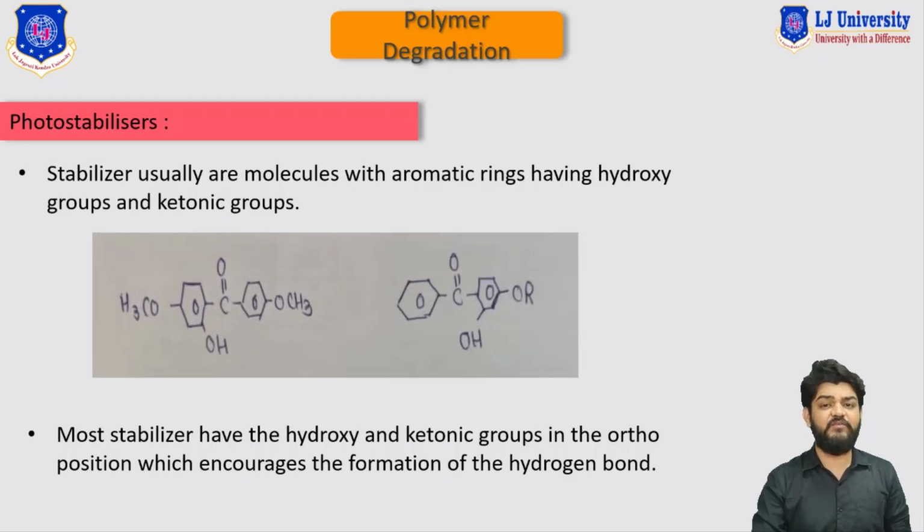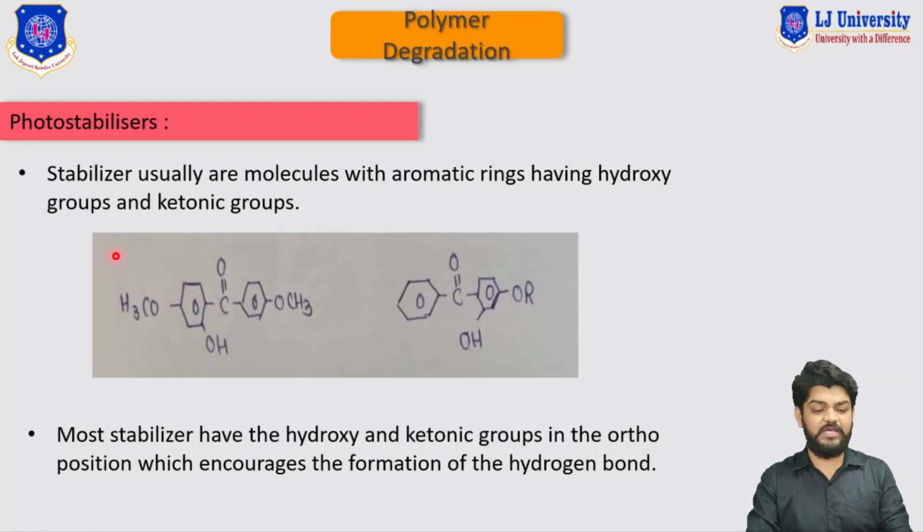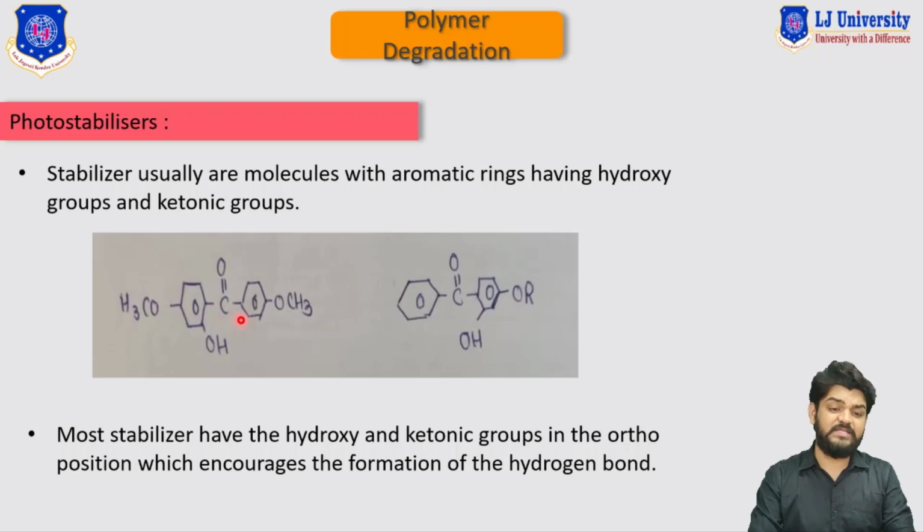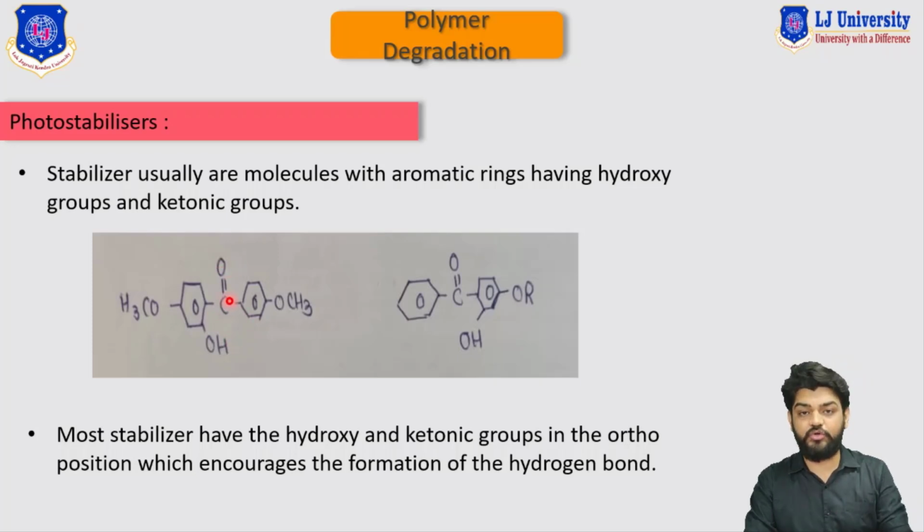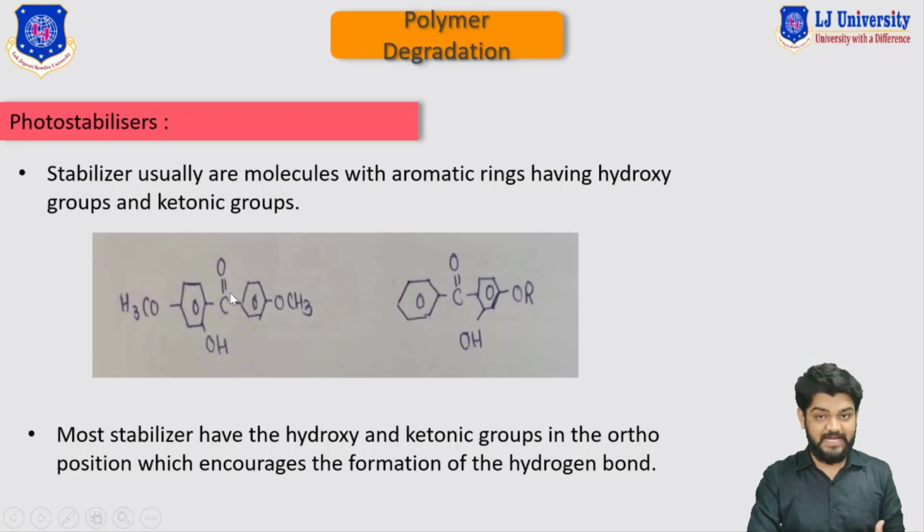Let's understand one example of this photostabilizer. As you can see here in the image, this is the substituted form of the photostabilizer, in which you can see this is one benzene ring and this is another benzene ring. On one side we have the hydroxyl group like this, and both the rings are connected with one ketone group. So this is the most useful form of the photostabilizer, right?